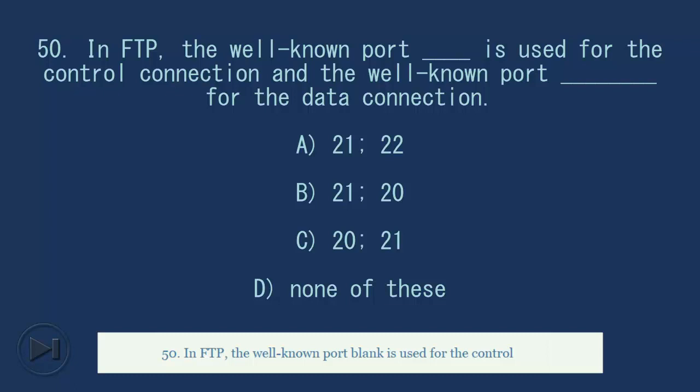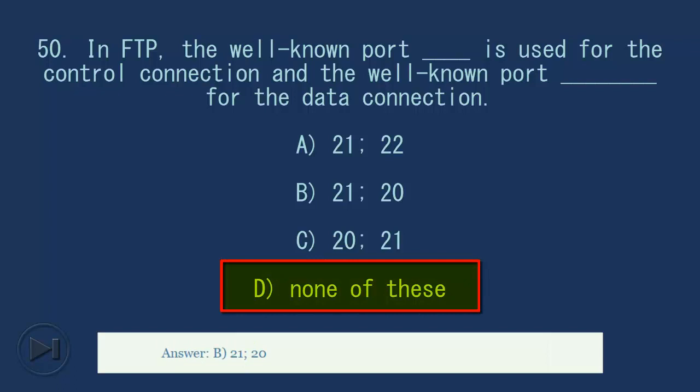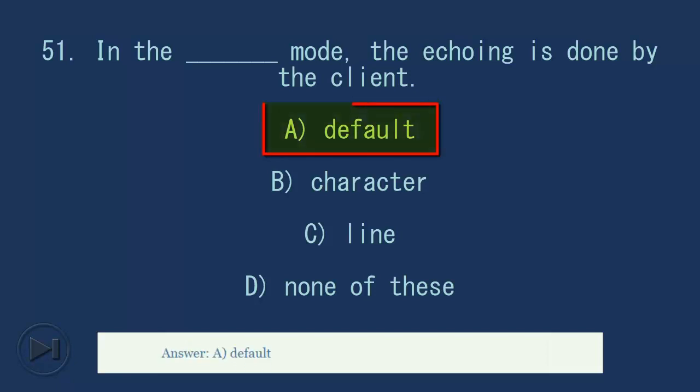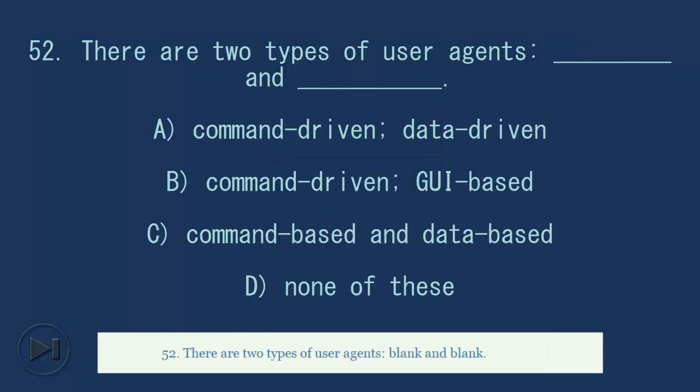50. In FTP, the well-known port blank is used for the control connection and the well-known port blank for the data connection. A. 21, 22. B. 21, 20. C. 20, 21. D. None of these. Answer: B. 21, 20. 51. In the blank mode, the echoing is done by the client. A. Default. B. Character. C. Line. D. None of these. Answer: A. Default. 52. There are two types of user agents, blank and blank.